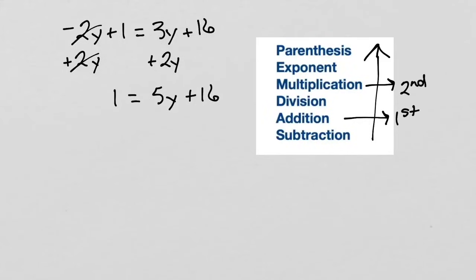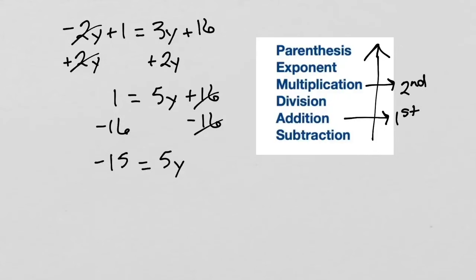To get rid of the plus 16, we must perform the opposite operation on both sides of the equation. So we will subtract 16 from both sides. The 16 will cancel out. 1 minus 16 is negative 15. We now have negative 15 equals 5y.